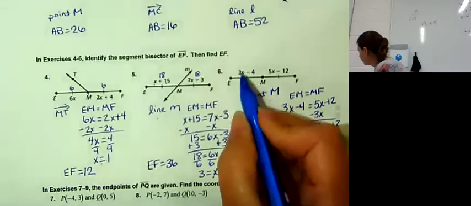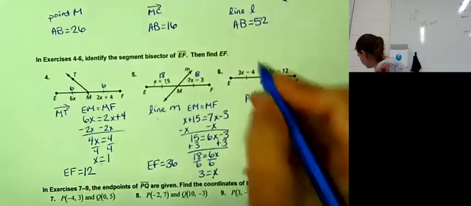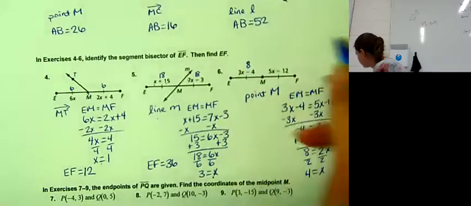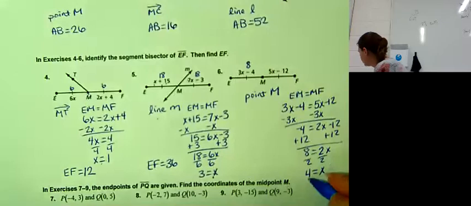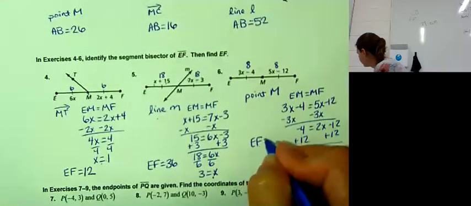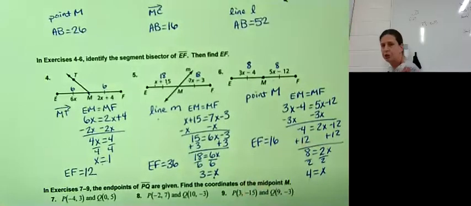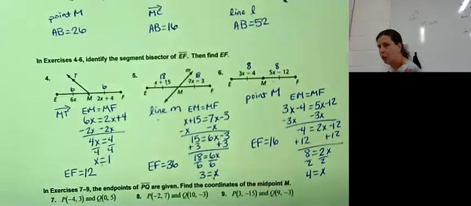And here again, I need to substitute it in. So 3 times 4 is 12, minus 4 is 8. 5 times 4 is 20, minus 12 is 8. So the length of EF would be 16. At this point, if you wanted to pause, you could go on to the 1.3 practice on Big Ideas Math, and you could complete exercises 1 through 9.